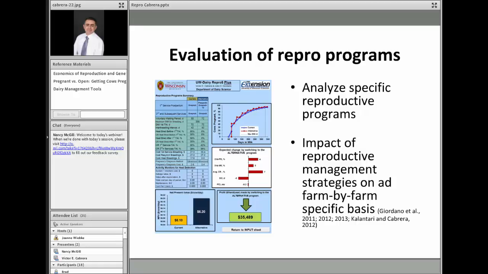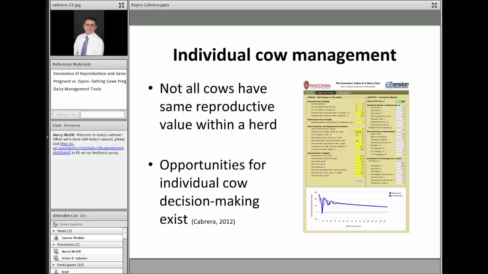So the analysis would be specific to a farm, because it will depend on the farm productivity, it will depend on the economics of the farm, it will depend on the facilities of the farm, and all those things can be and should be defined on this tool. So this is a more comprehensive and more farm-by-farm specific tool we're going to see in a moment.